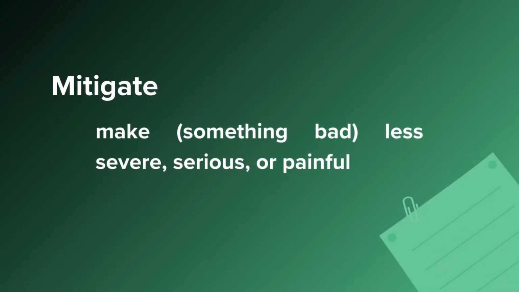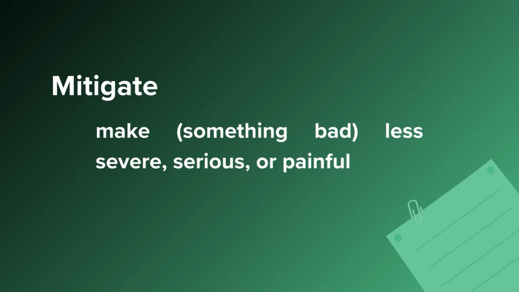Next word, mitigate. So mitigate means to take something that is bad and make it less bad. We just a second ago had that word ameliorate, which means to take something bad, like, oh, the economy's not doing well, let's ameliorate it. Whereas mitigate means to take something that's bad and make it not quite so intense.